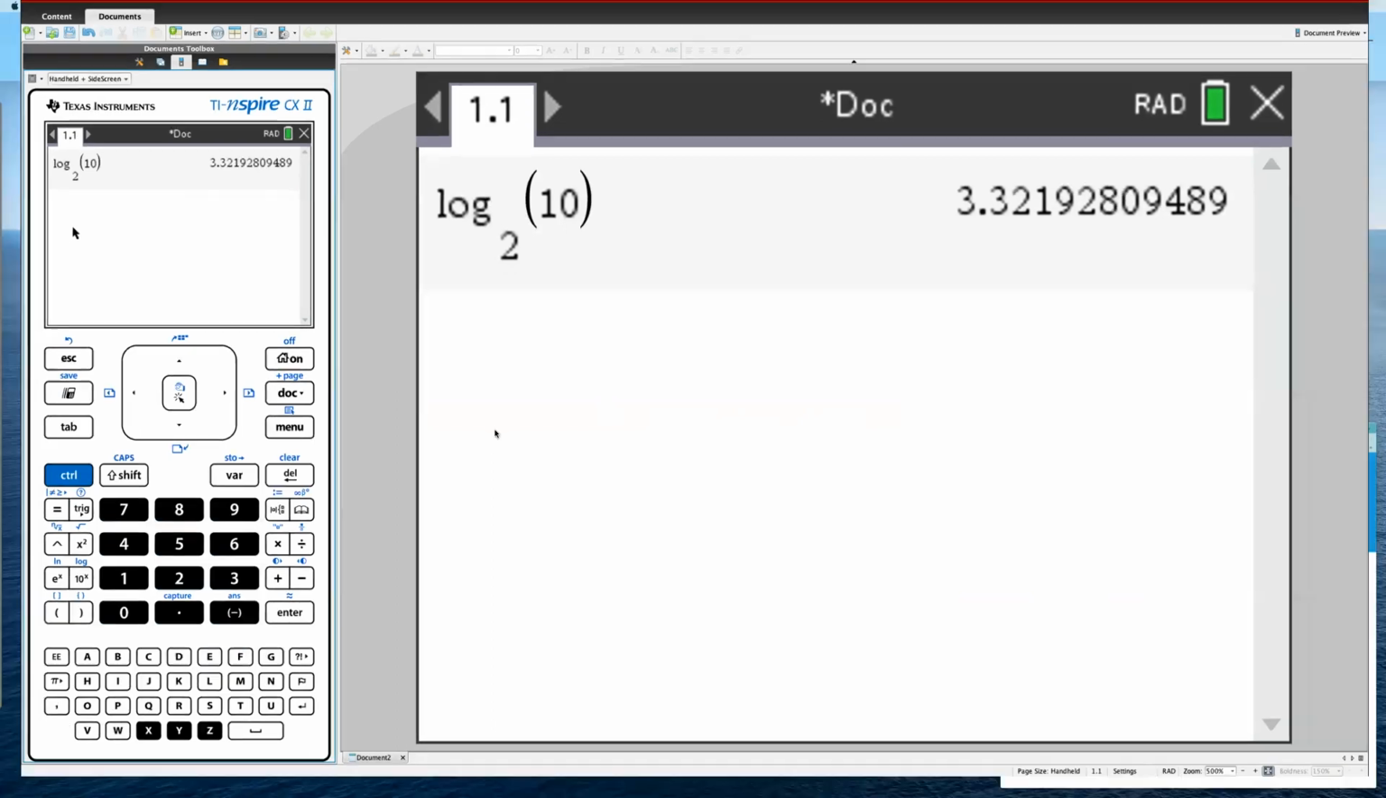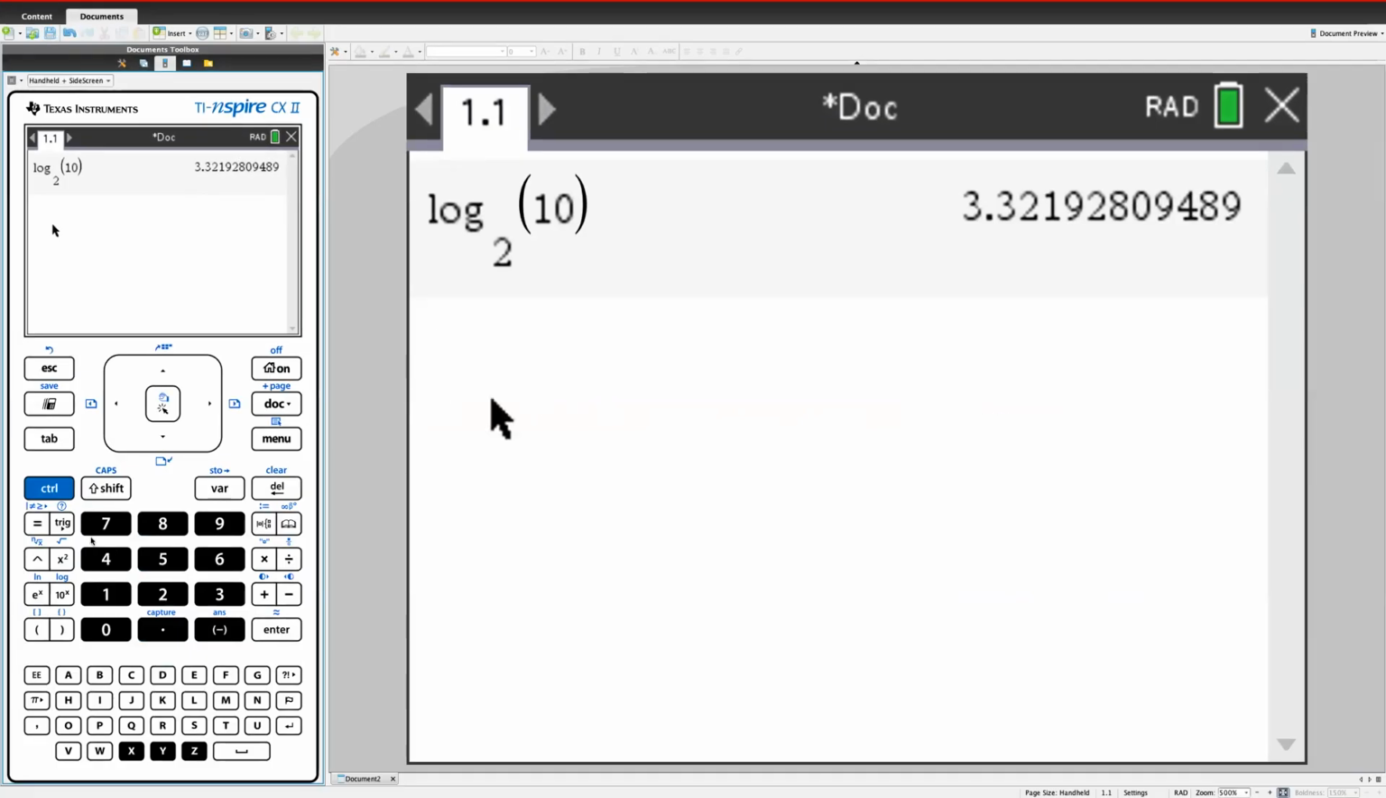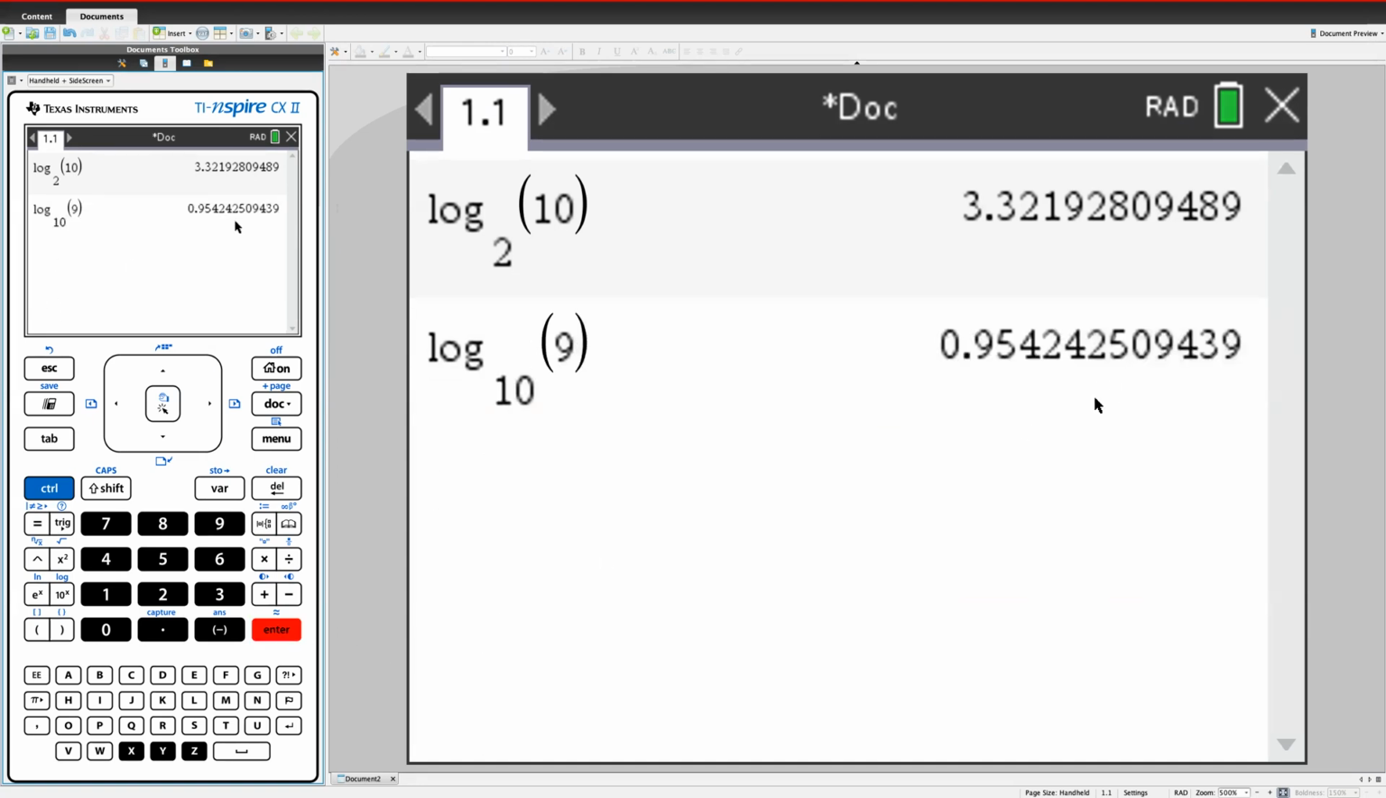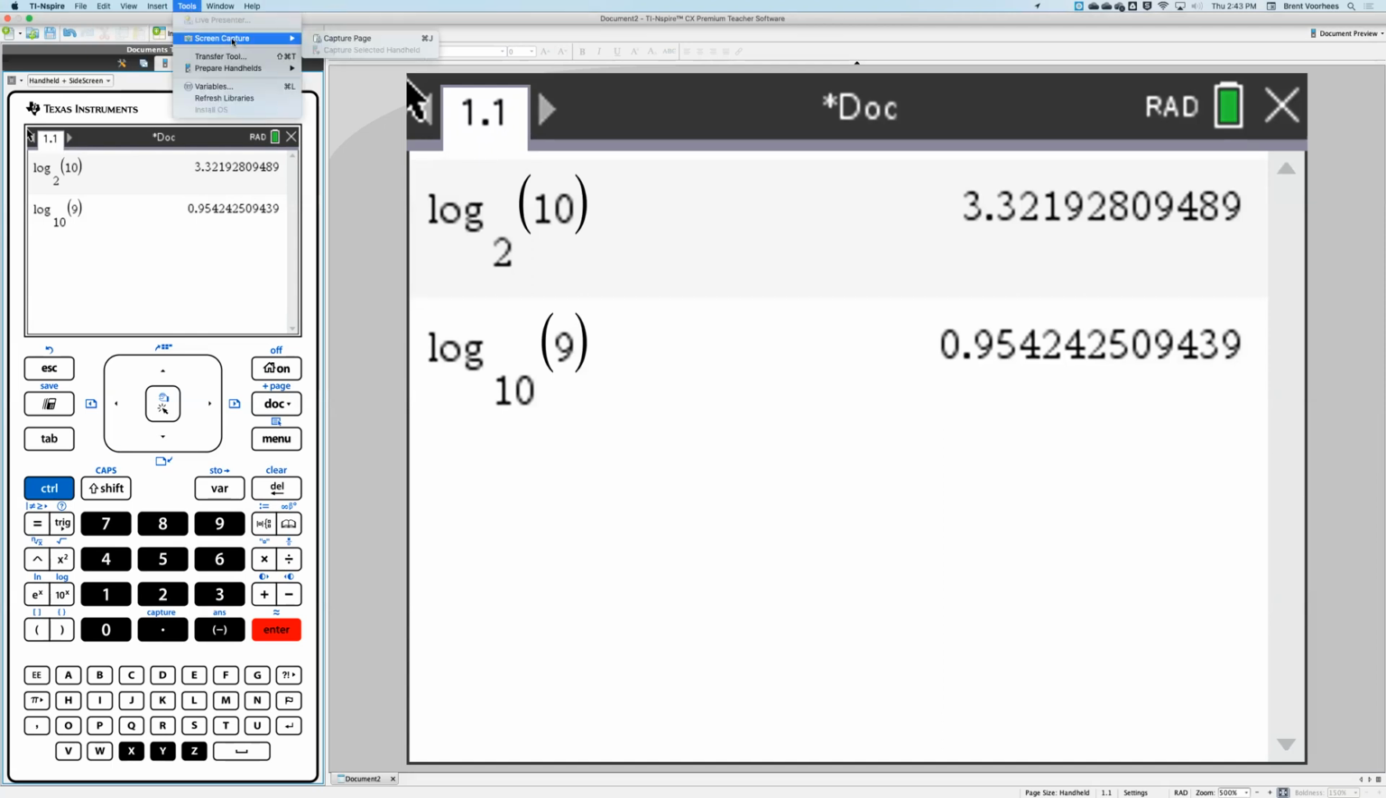Okay, and what's the last one? It said log of 9. If it just says log, you can skip the base. What's the base going to be? 10. So 10 to what power gives me 9? There you go. I'm going to copy these and we will round them.